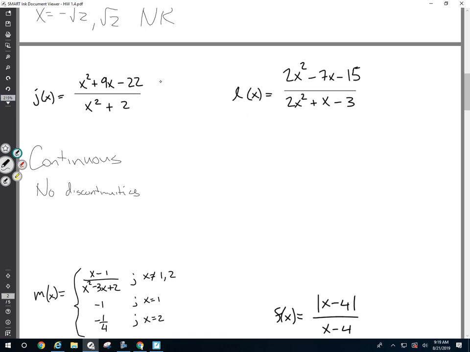If you wanted to factor the numerator for practice, this would be (x plus 11)(x minus 2). We need to be prepared to factor these. There are different ways to factor. You could use any technique that you've learned in Algebra 2 or pre-calculus, or sometimes they're going to be easy enough to just guess and check.